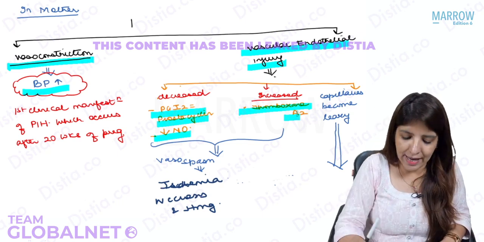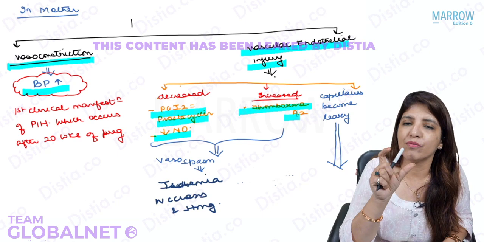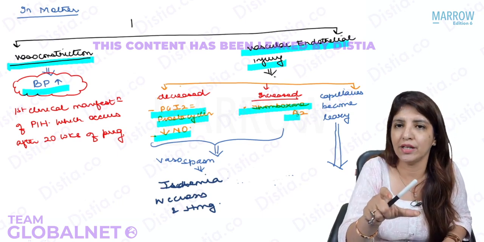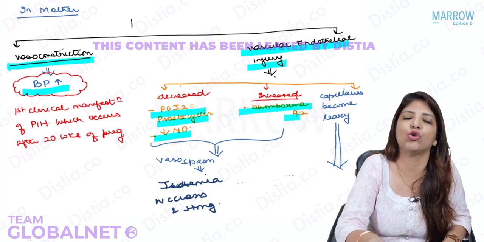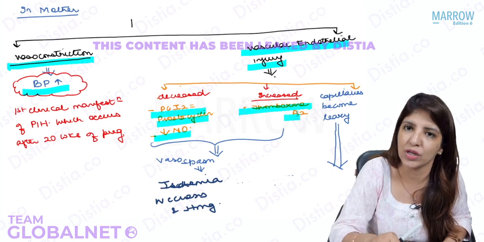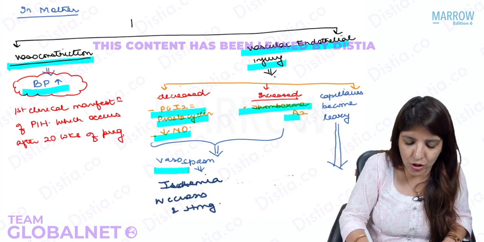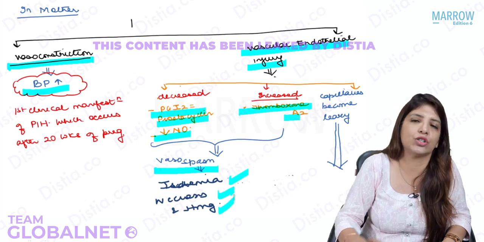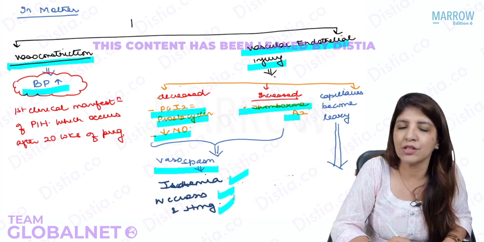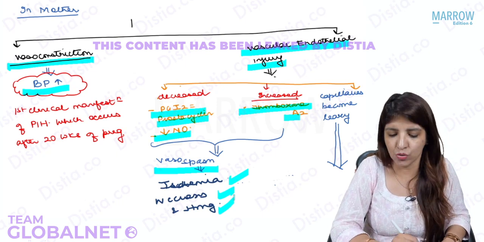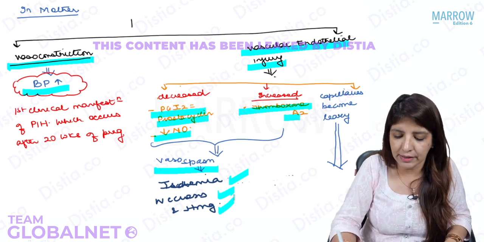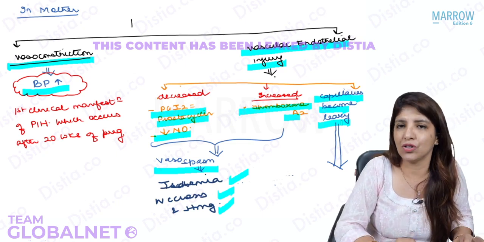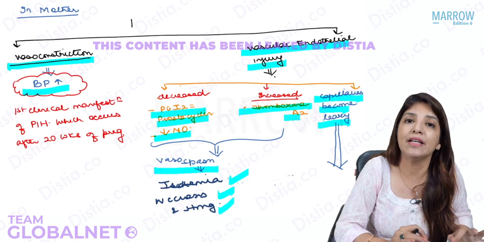Now, as I told you, because of this vascular endothelial injury, from the endothelium also vasoconstrictors have increased and vasodilators have decreased, which is going to lead to vasospasm, and that in itself is going to lead to ischemia, necrosis, and hemorrhage. Not only this, because of the endothelial cell dysfunction or endothelial injury, the capillaries are going to become leaky.